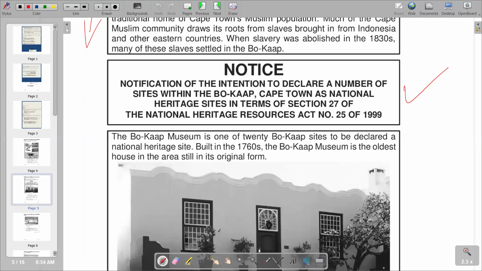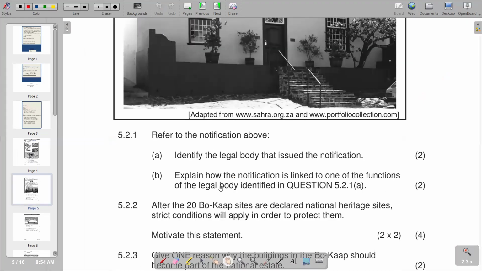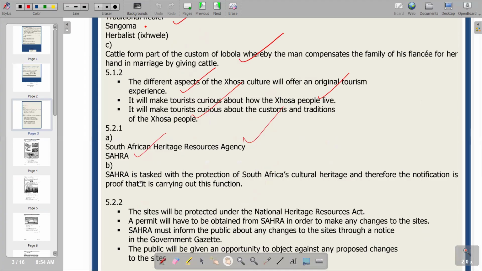So we move on to the next part, which is: explain how the notification is linked to one of the functions of the legal body identified in question 5.2.1a. So the question is asking us how the notification is linked to one of the functions of the legal body. Remember, the legal body is there to protect those sites. So we are saying SAHRA is tasked with the protection of South African cultural heritage, and therefore the notification is proof that it is carrying out its function. So that is the correct response that we have.